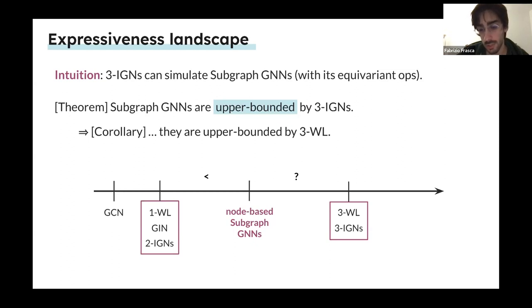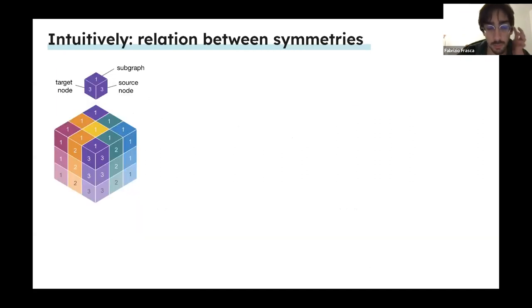Of course, this doesn't really tell us much on the lower bound, in the sense that we know these models are strictly more expressive than the 1WL. They are upper bounded by 3WL, but we don't know if there's still a gap between them and 3WL. Maybe some of these models are already 3WL. It might not be the case. But this is something that we consider in the second part of the work.